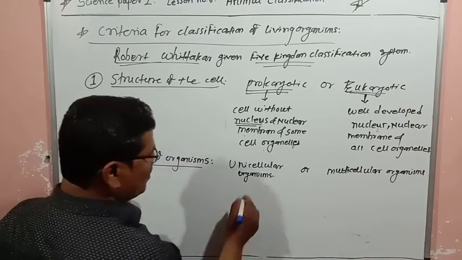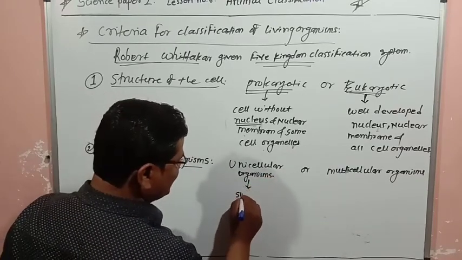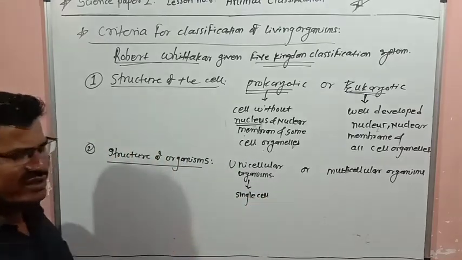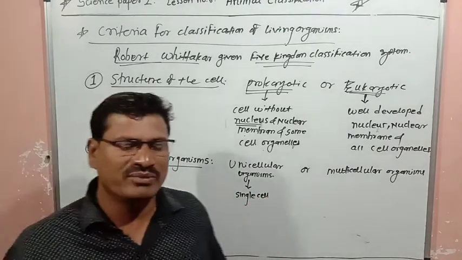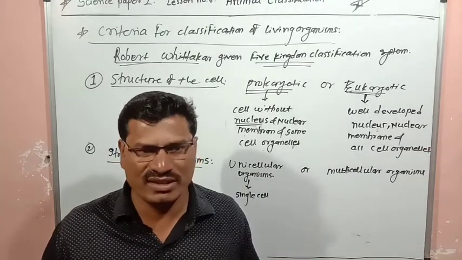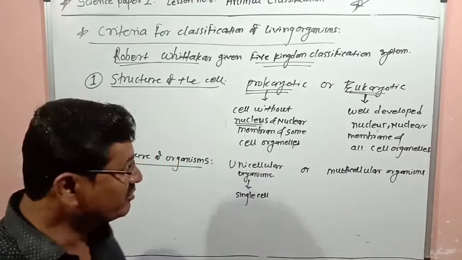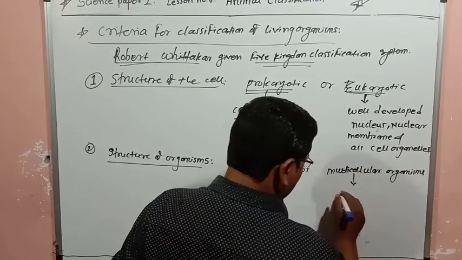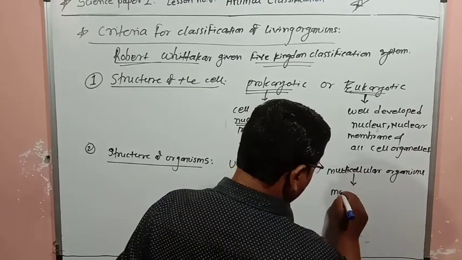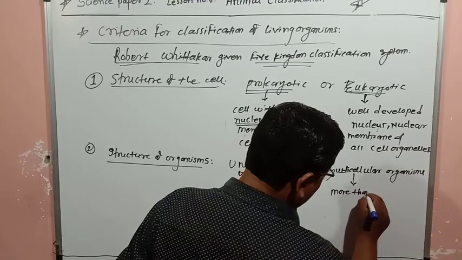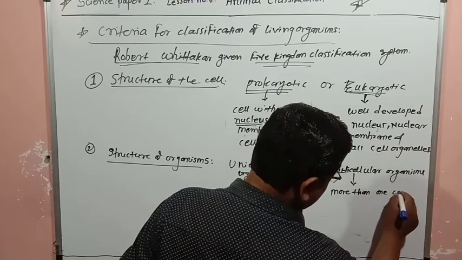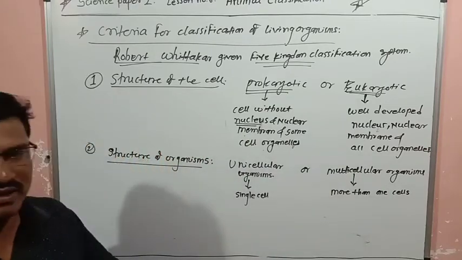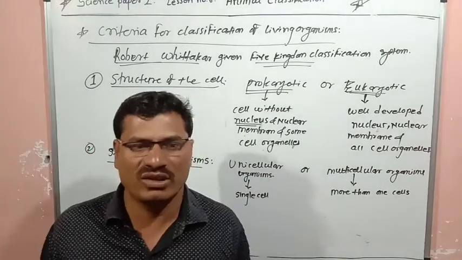Unicellular organisms have a single cell. You can say only one cell is there. Those organisms which have only one cell are called unicellular organisms. And multicellular organisms have more than one cell. Many cells are there in the multicellular organism.